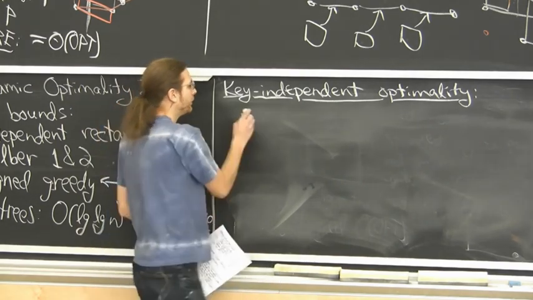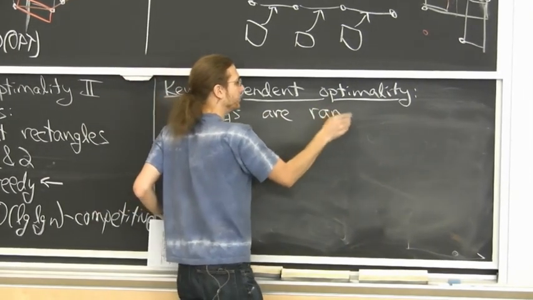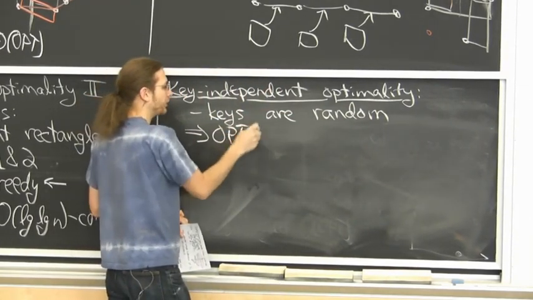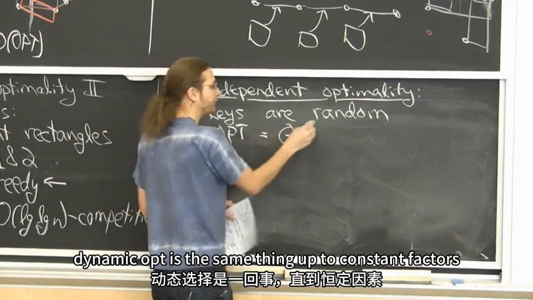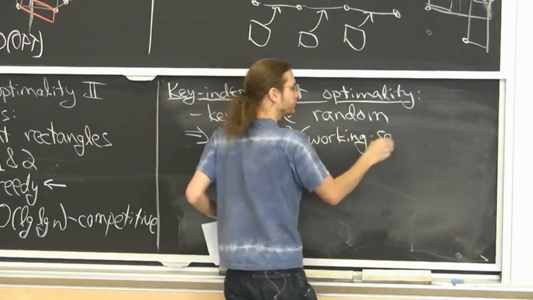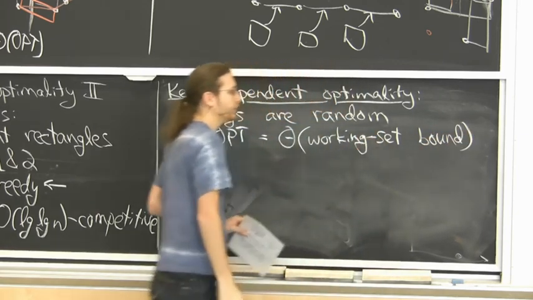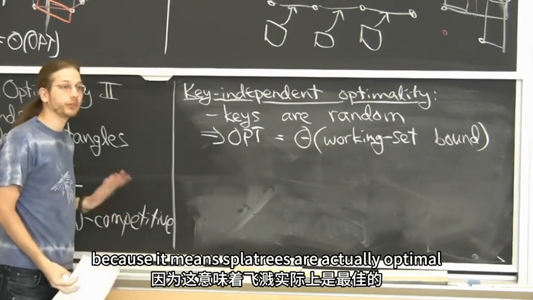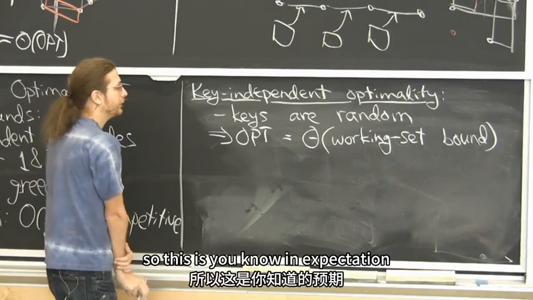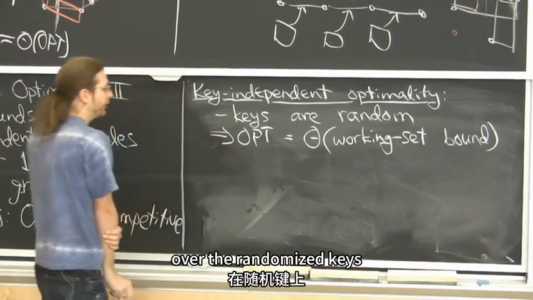If keys are random, then dynamic opt is the same thing, up to constant factors, as the working set bound. That's the theorem. So this is cool because it means splay trees are actually optimal in this setting where keys are random. So this is in expectation over the randomized keys.